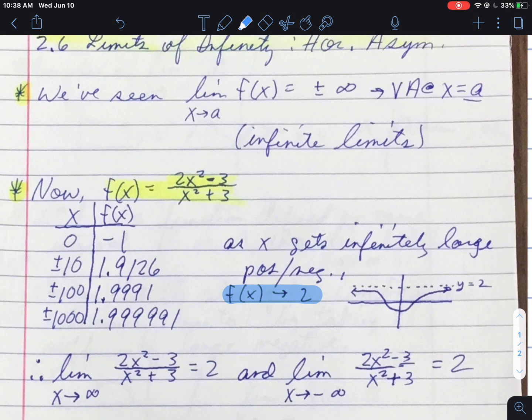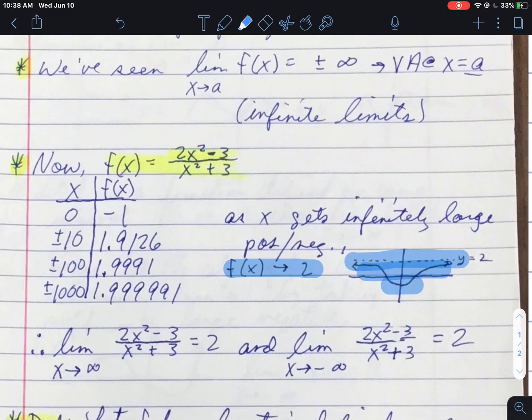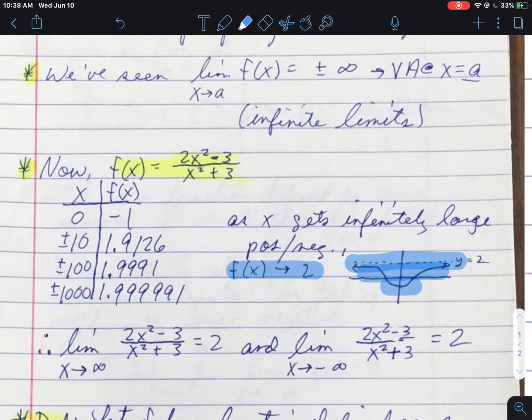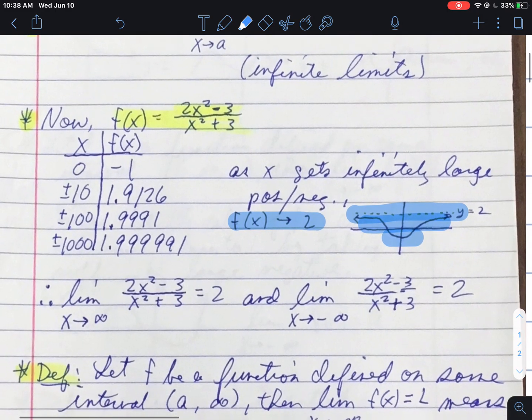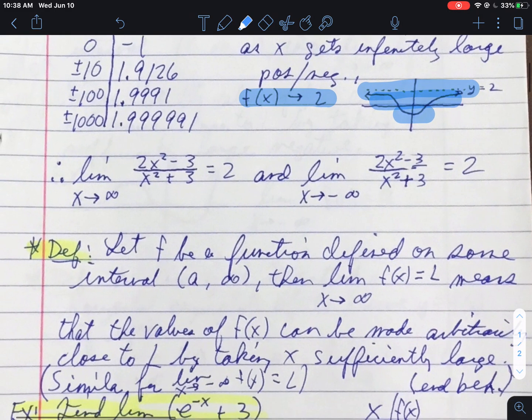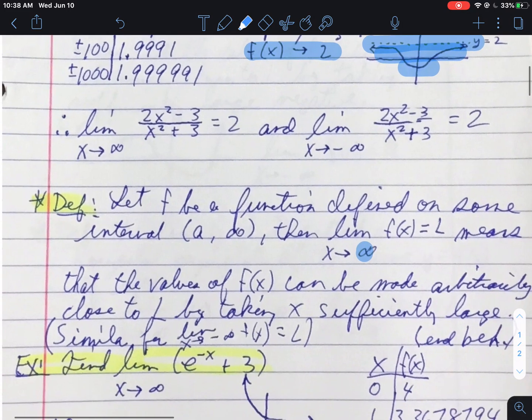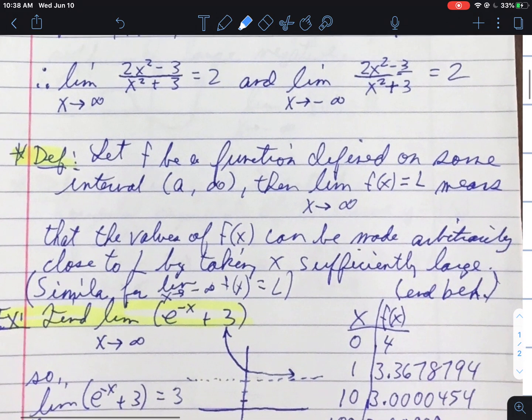And if you graph the function, this is the graph that you see. It's going to look something like this. Then in terms of our limit statement, I've got the limit as x approaches infinity equals 2, and the limit as x approaches negative infinity equals 2. Right? So this leads us to our definition of limits at infinity.